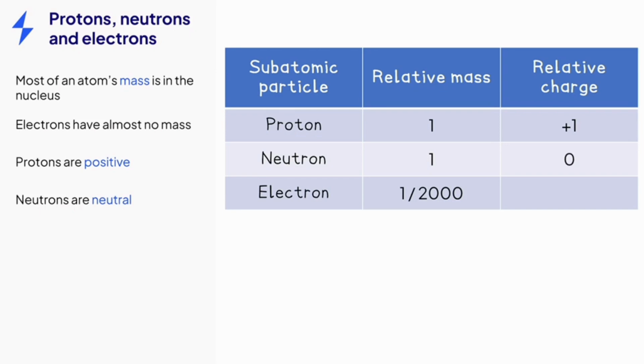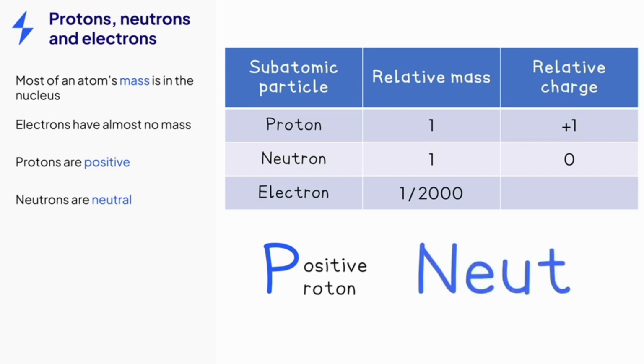Here are two little tricks to help you remember these charges. The letter P. P for positive, P for proton. The word neut. Not N-E-W-T like the animal, but N-E-U-T. Neut for neutral, neut for neutron.